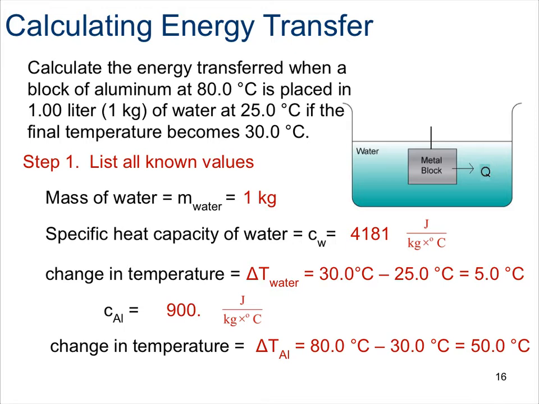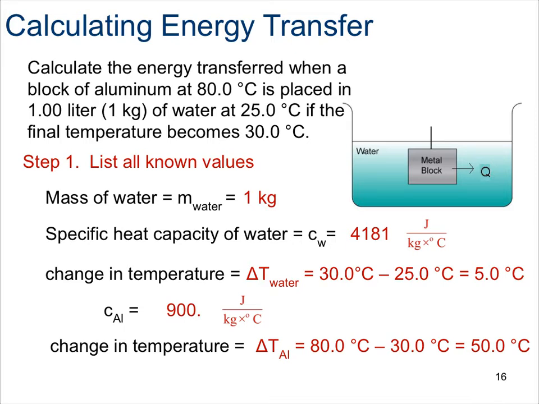If you look at the picture to the right, that will help you kind of visualize this. We have a metal block made of aluminum. It's 80 degrees Celsius. I'm dropping it into a cooler temperature of water at 25 degrees Celsius. Eventually, the final temperature of the two are going to even out to 30 degrees Celsius. So this is where we're at.